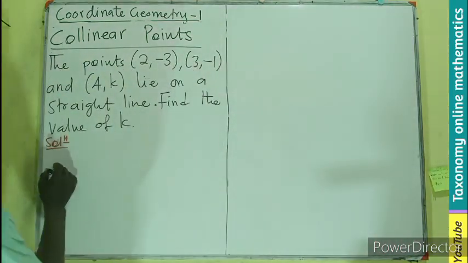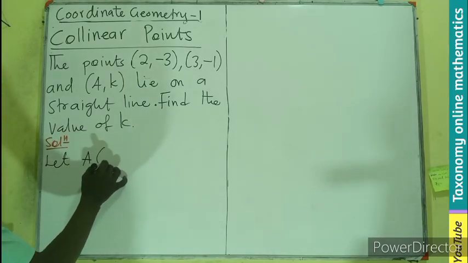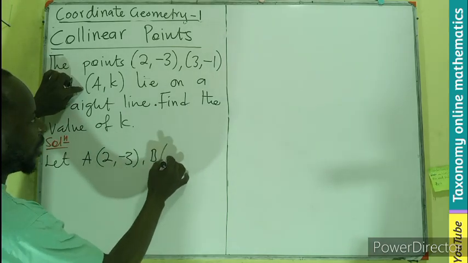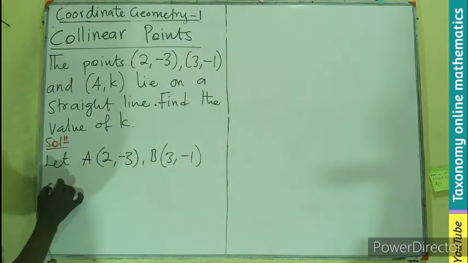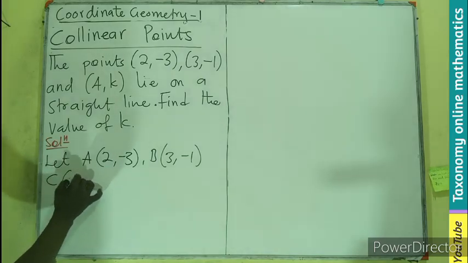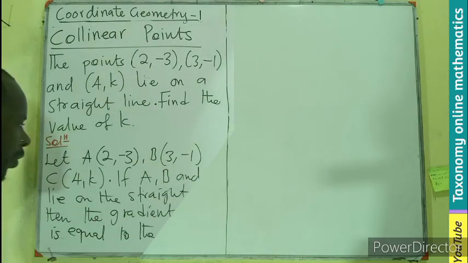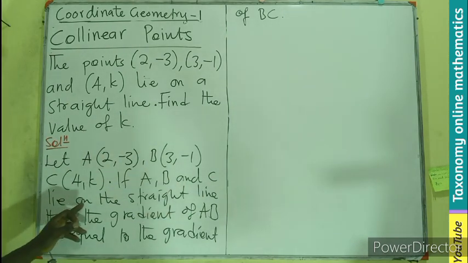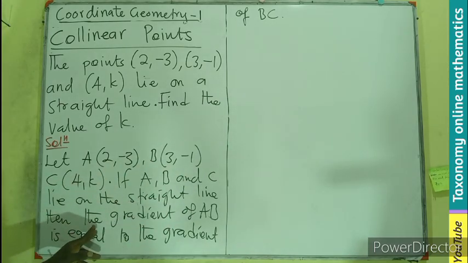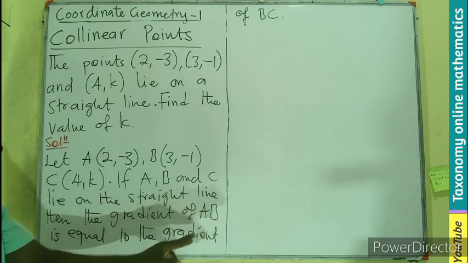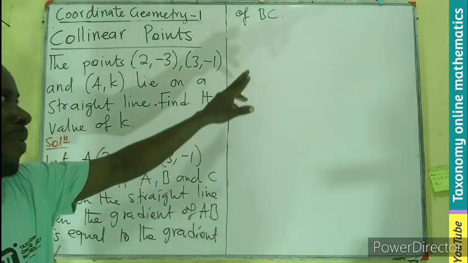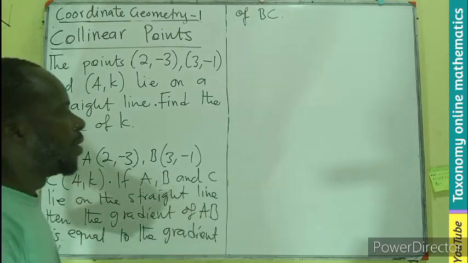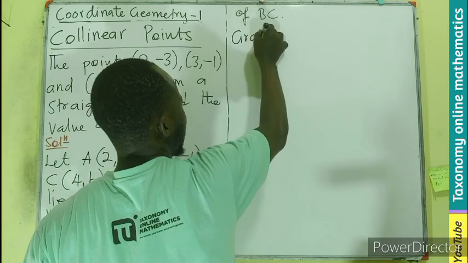So we let A be the first point, we can rename it. Then we let B be (3, -1), and we let C be (4, k). Now if the points A, B, and C lie on the same straight line, then the gradient of the first part of the line, AB, will be the same as the gradient of the second part of the line, BC. So right away, we need to find the gradient of what? AB.